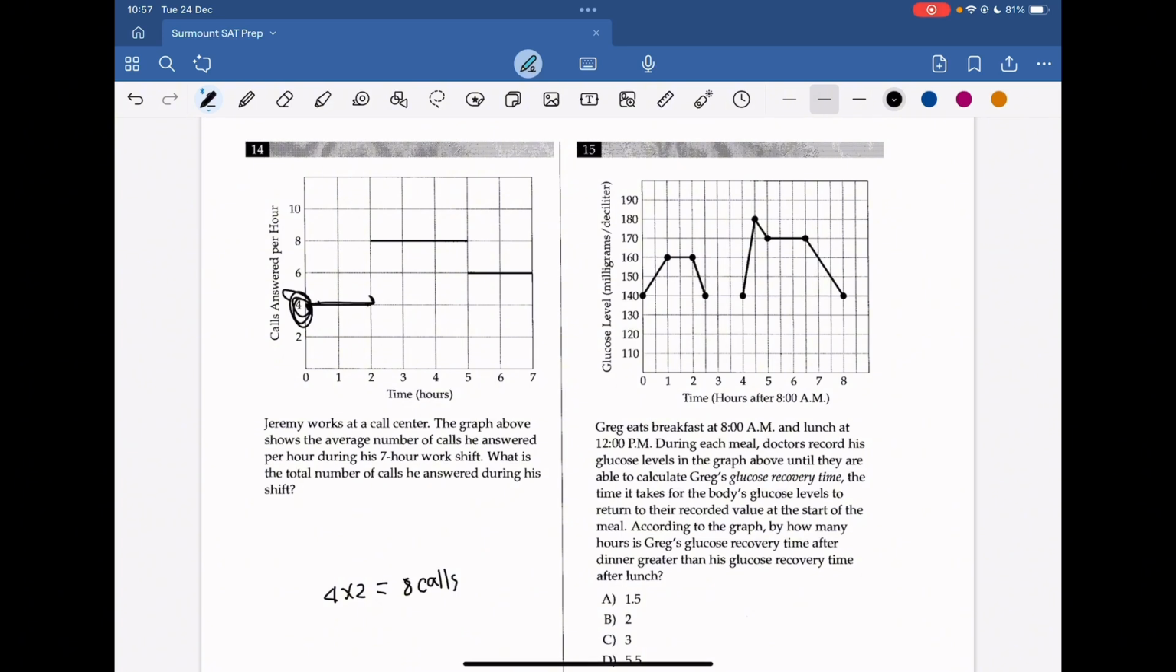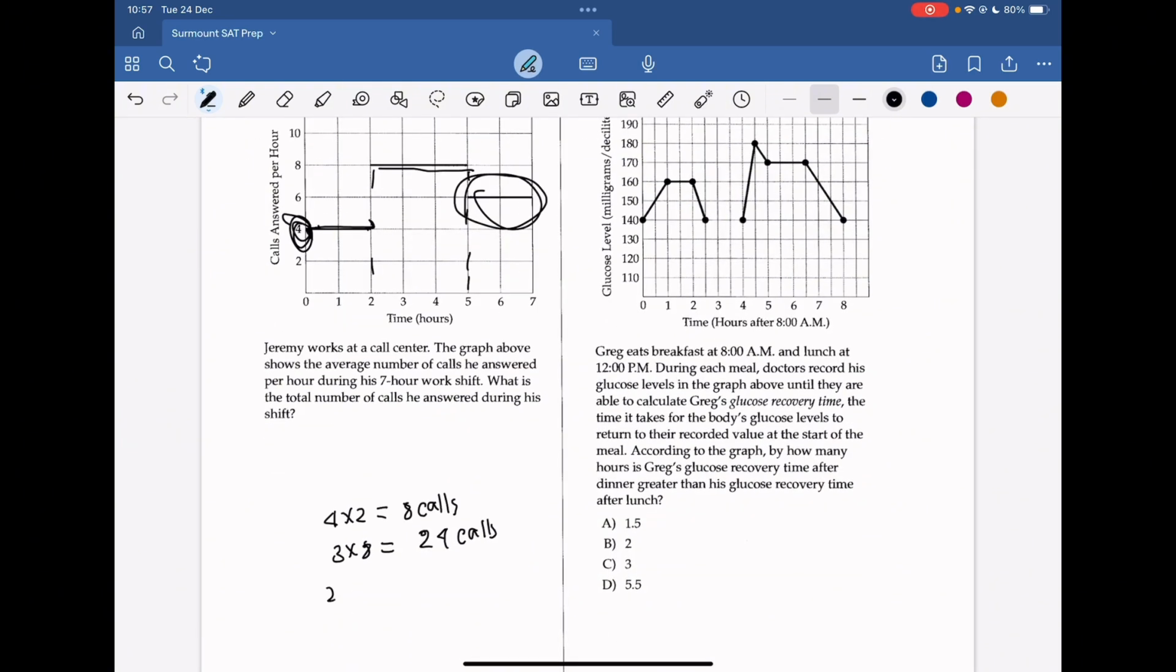And then for the next 3 hours, from 2 to 5, he answered 8 calls an hour. So that's a total of 3 times 8, which is 24 calls. And then for the final 2 hours, he answered 6 calls an hour. So that's 2 times 6, which is 12. Now all we have to do is add up the number of calls. So it's 8 plus 24 plus 12, which will get us 44. So the answer is 44.